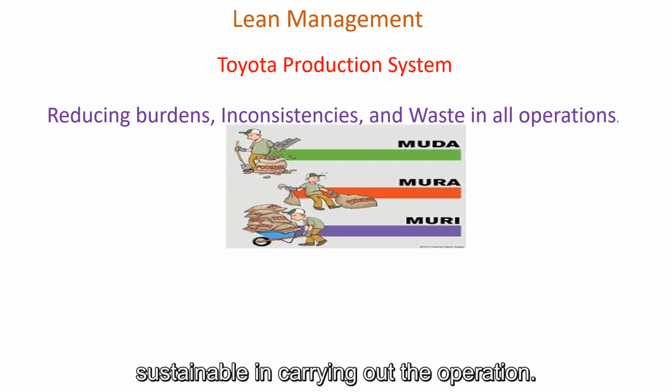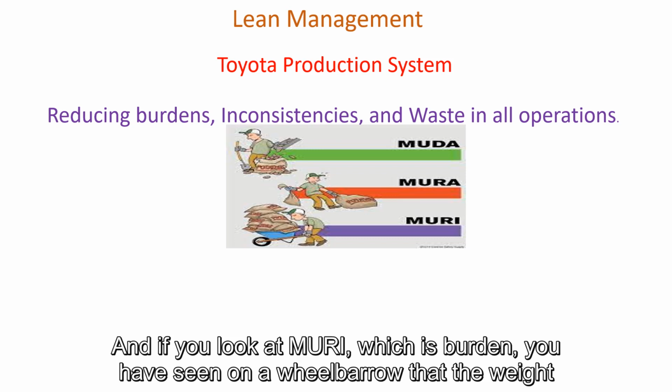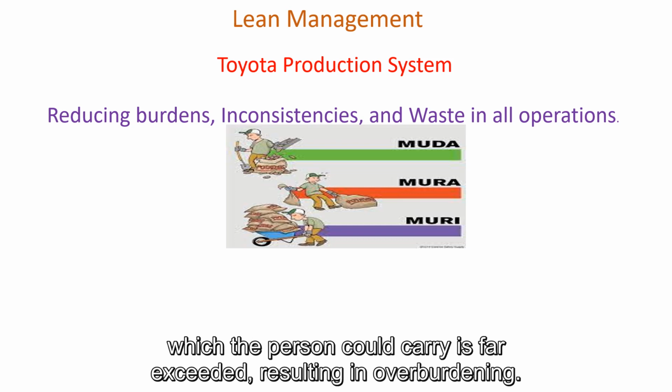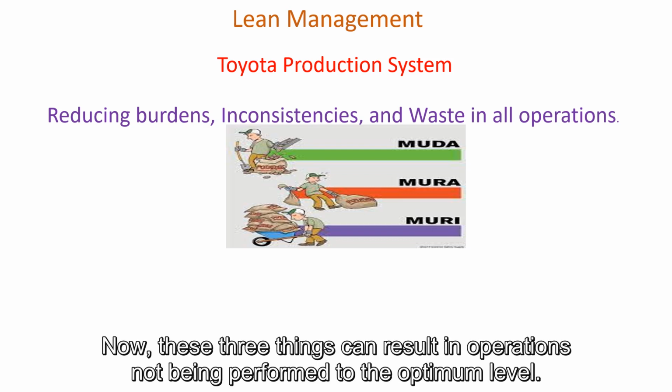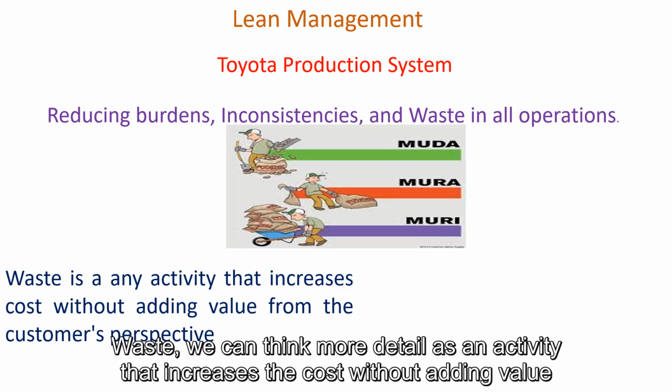Hence, if he had divided the weight between both hands, he would have been more sustainable in carrying out the operation. And if you look at Muri, which is burden, you can see on a wheelbarrow that the weight the person could carry is far exceeded, resulting in overburdening. Now, these three things can result in operations not being performed to the optimum level.